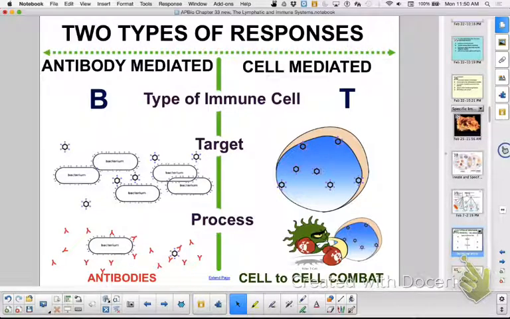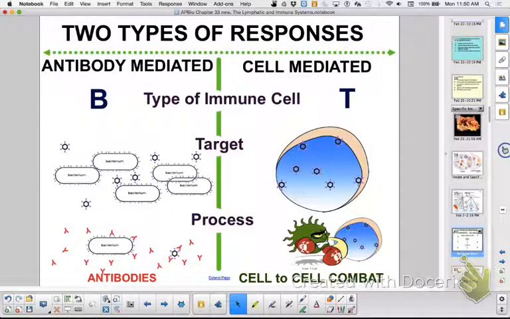Now, you know other cells that do cell-to-cell combat. You know macrophages will engulf. You know dendritic cells will. Natural killer cells will also do cell-to-cell combat. But this fighter is specific to that particular antigen that's in him. So it will ignore all the other ones and target that one until it is gone. And that way you can ensure that it is wiped out.